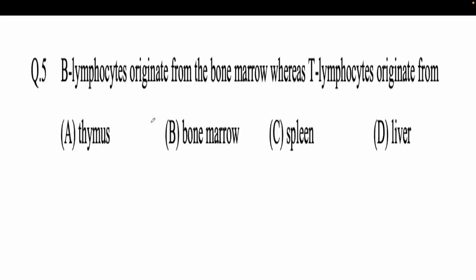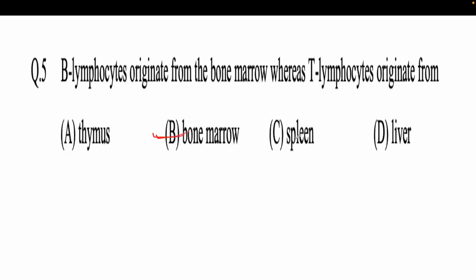Regarding this subject, one question has been asked: B lymphocyte originated from the bone marrow, whereas T lymphocyte originated from thymus, bone marrow, spleen, or liver. What will be the correct answer? Yes, the correct answer will be bone marrow, because as we discussed, B lymphocyte originates as well as matures in the bone marrow, but T lymphocyte originates in the bone marrow, while maturation takes place in the thymus. So that's why bone marrow is the correct answer.